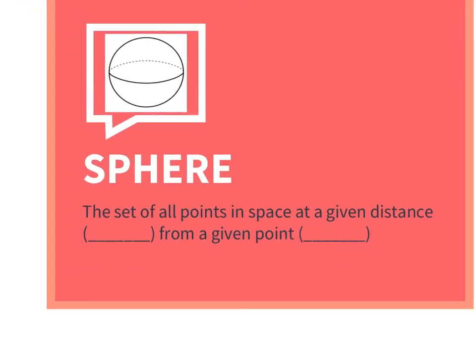A sphere is a set of all points in space at a given distance or radius from a given point or center. So it's kind of like a 3D circle, right? The circle is equidistant in 2 dimensions. A sphere is equidistant in 3 dimensions. This is your ball, your scoop of ice cream, what have you.